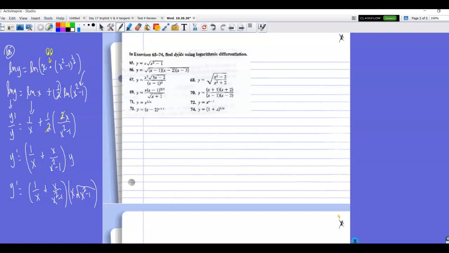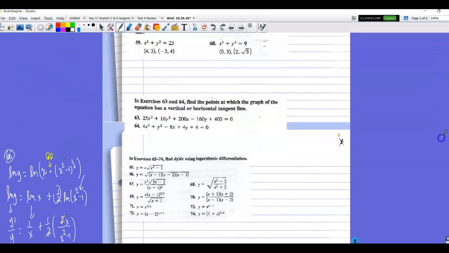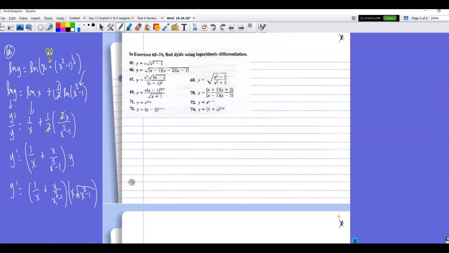And then lastly, I already forgot what number it was. Let me make sure I do the right number. Number 67. So I'm going to do that one right here on the paper. So number 67, I'm going to take the ln of both sides. So I have the ln of y. On the right-hand side, I see right here a product and a quotient and power. So I'm going to use lots of log properties.